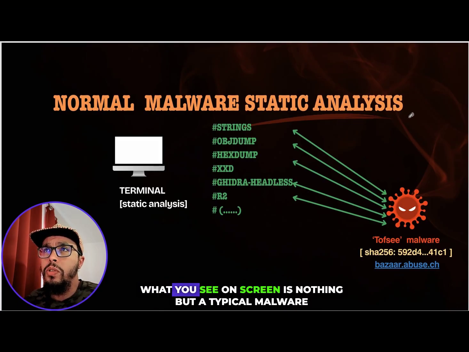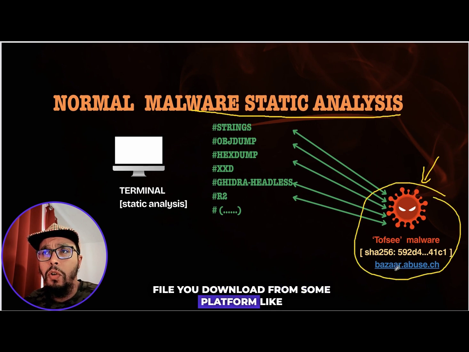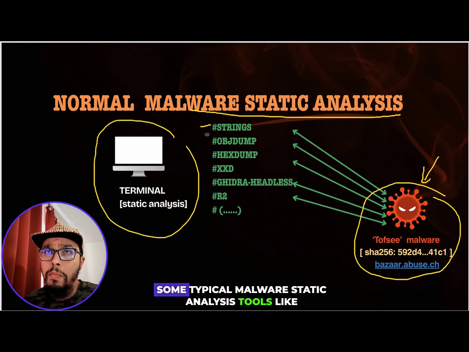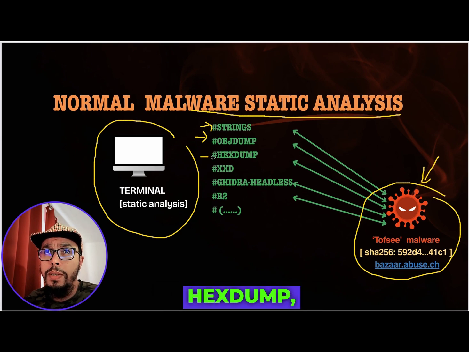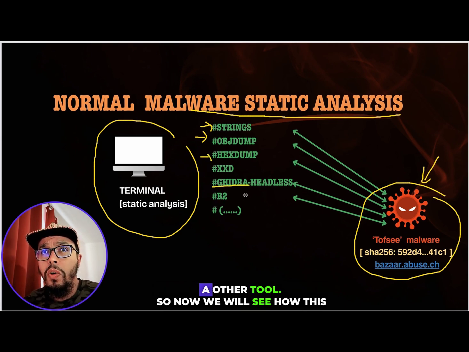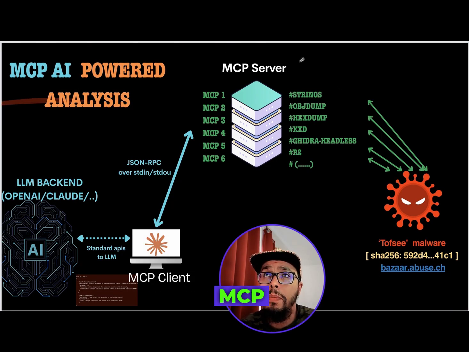So this is the use case we will be using to illustrate the power of MCP AI. What you see on screen is nothing but a typical malware static analysis situation where you have some malware file you download from some platform like Malware Bazaar in this case. You put it in an isolated VM, and then in your VM terminal, you start using some typical malware static analysis tools like strings, objdump, xxd, but also some advanced tools like Ghidra or other tools. So now we'll see how this can be improved by introducing MCP AI.